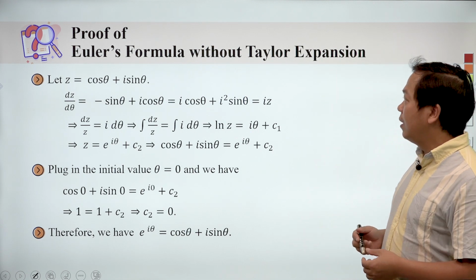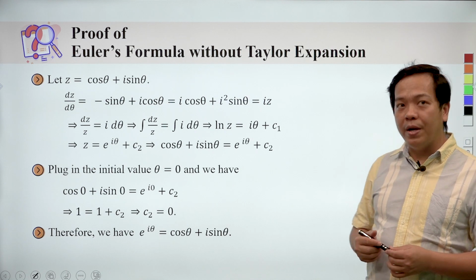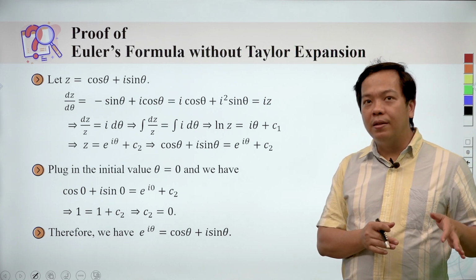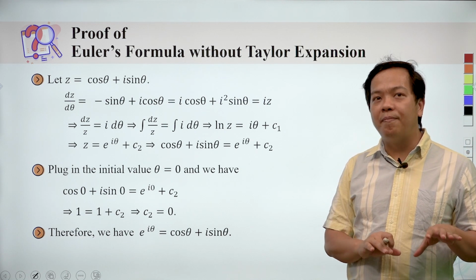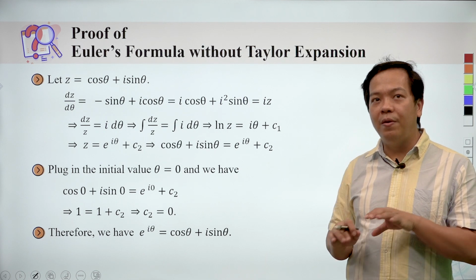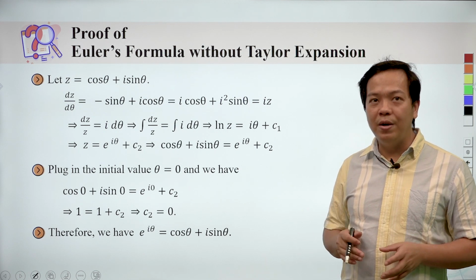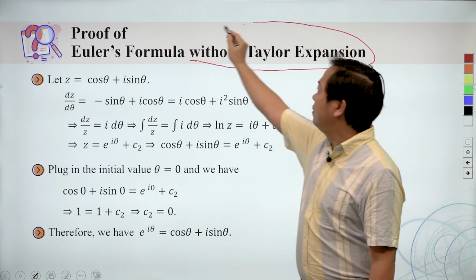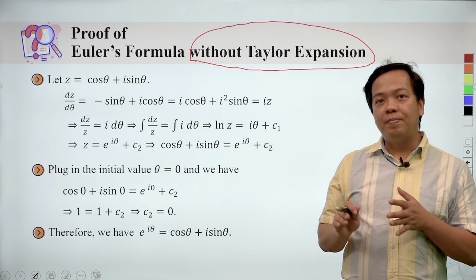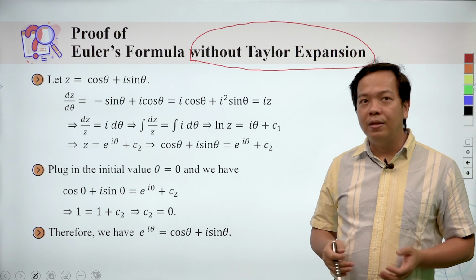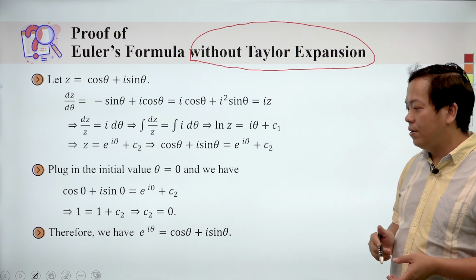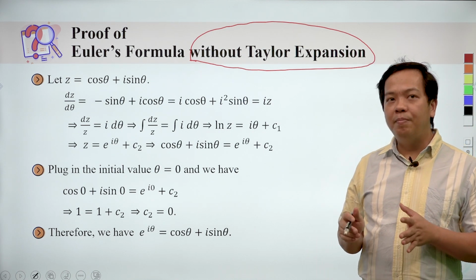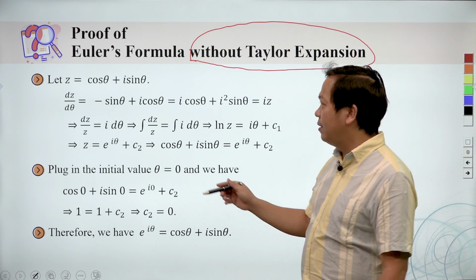Okay. Now we have the other way. Based on the Taylor expansion, you can prove the Euler formula. Or we have a second way, without the Taylor expansion. We still have another approach. Actually, this part is based on integration.